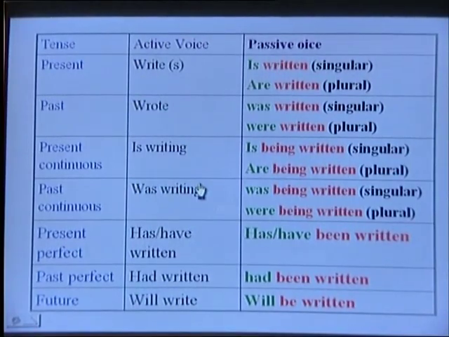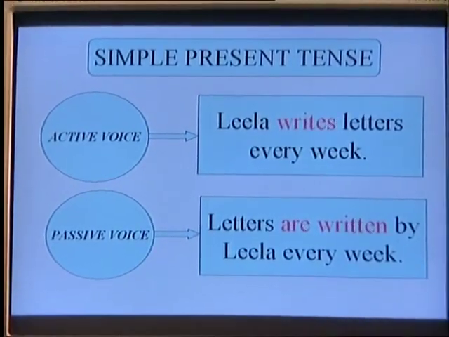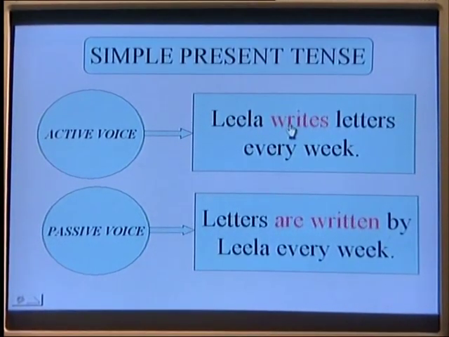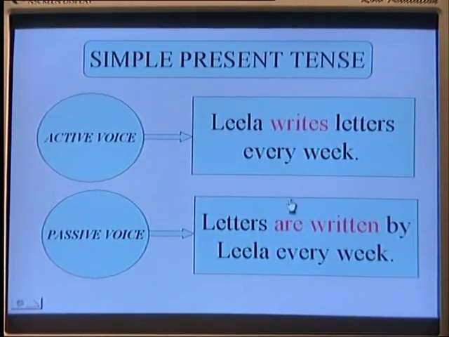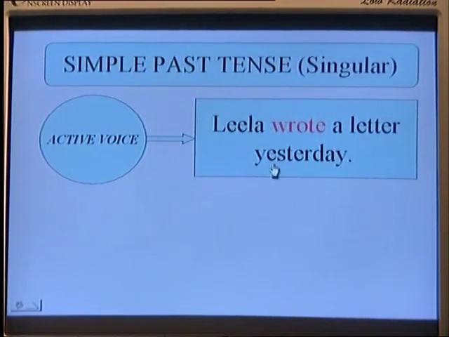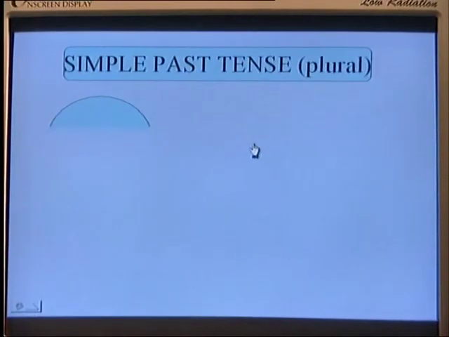Now, children, I will show you the same sentence in different tenses, and try to convert them from active voice to passive voice. Leela writes letters every week becomes letters are written by Leela every week. Writes is present tense and the object is plural, so are written. Leela wrote a letter yesterday. What is the passive form of it? A letter was written by Leela yesterday.